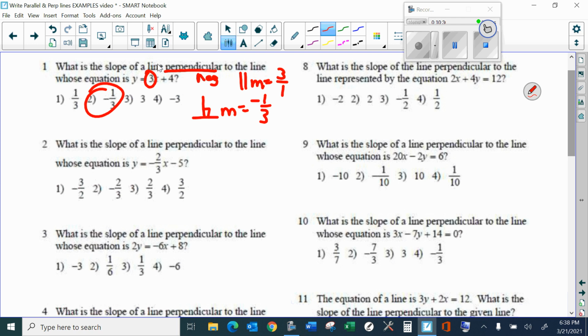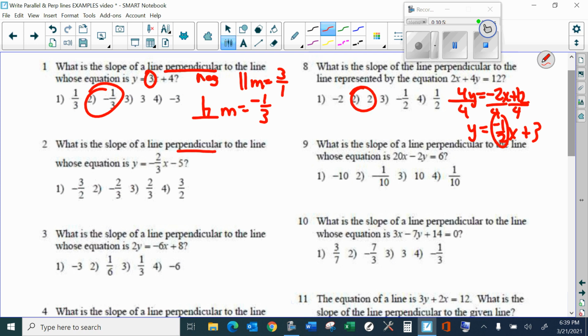What's the slope of the line perpendicular again? So we solve for y. Subtract the 2x across and divide each term by 4. So y equals negative 1/2 x plus 3. There's the parallel slope. I want the perpendicular, so it's a negative reciprocal, which is then 2.